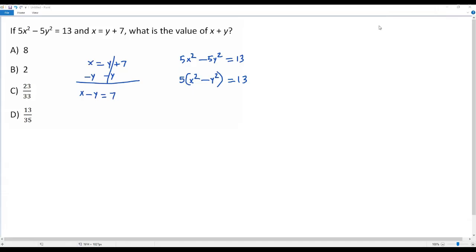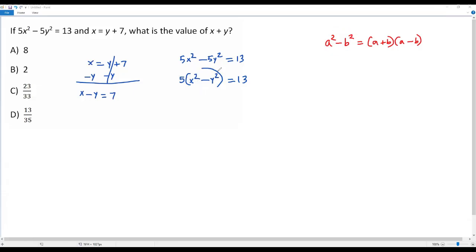Now let me consider an algebraic identity. There is a difference of two squares, that is a² − b². The factored form of this a² − b² is (a + b) times (a − b). So whenever we have an expression in this form, a² − b², it can be written in factor form like (a + b)(a − b). Now let's consider this expression, x² − y². It's exactly in this form.